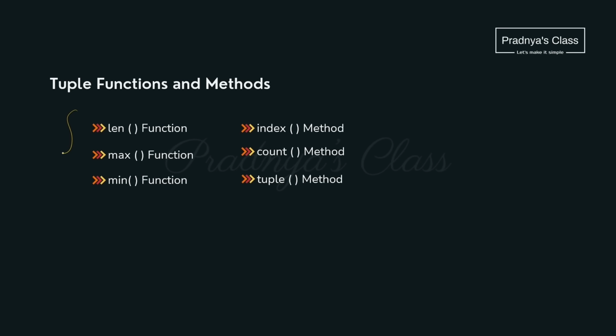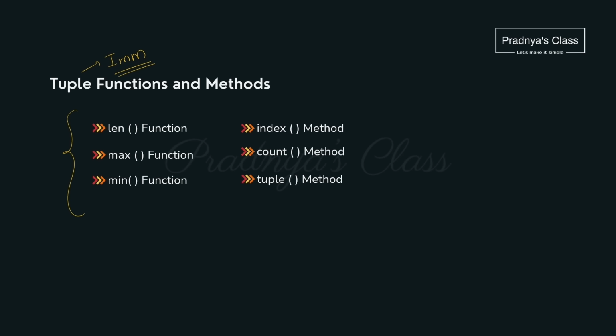Alright, now we are proceeding to the tuple functions and methods. As a tuple is immutable, we cannot perform many operations on it. We cannot add an element, modify an element or delete elements. That's why there are very few functions and methods associated with a tuple. These methods and functions we have already discussed in the case of string and list.